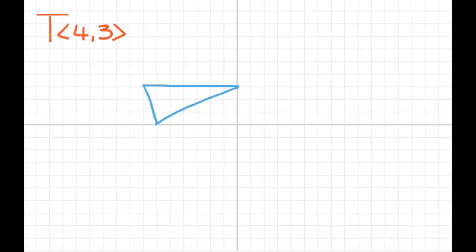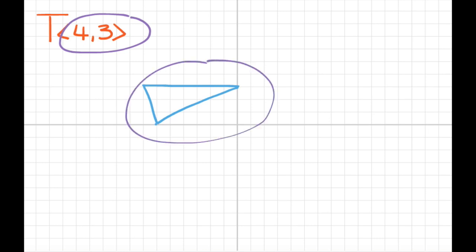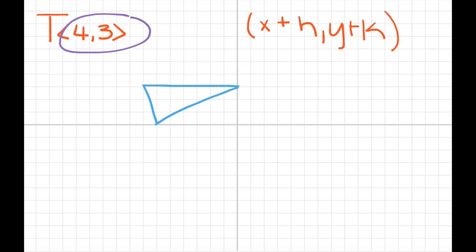Now we're going to do a practice problem for translations. So here we're given translation 4 and 3, and this is the figure that we're going to be translating. So recall the formula for translations, which is right here. So we're going to do this.